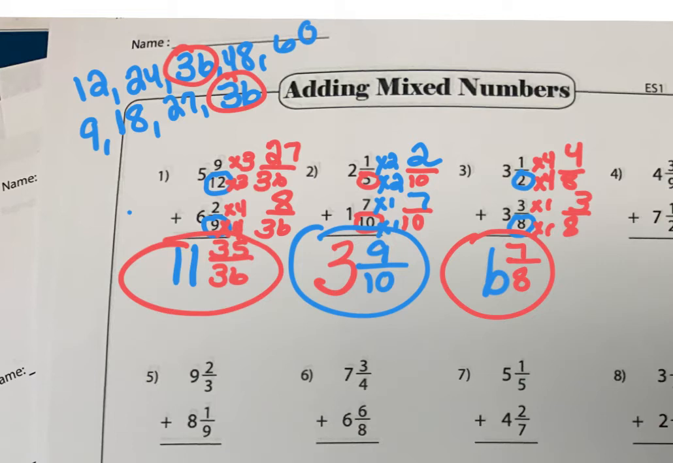6 and 7/8. Let's do number 4 together. And then I'll let you try number 5 on your own.